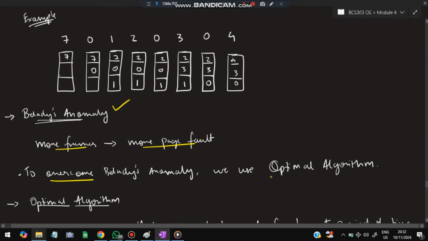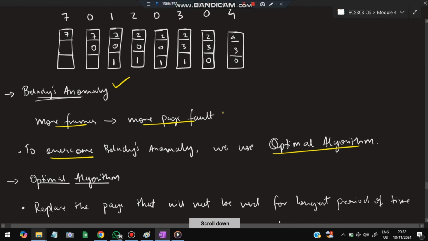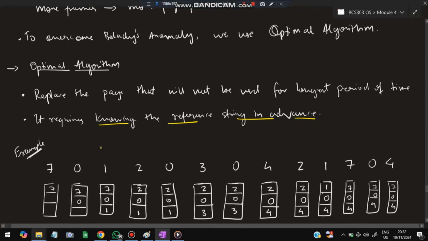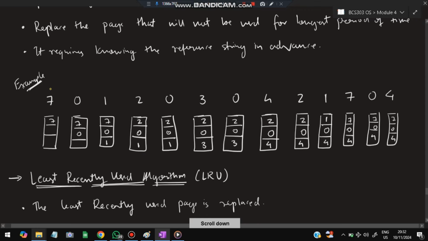So to overcome that, we'll be using the optimal algorithm. Now what does the optimal algorithm do? It replaces the page that will not be used for the longest period of time. We'll replace that page which will not be used for the longest period of time in the future. So it requires knowing the reference string in advance. This means I need to know this whole string to check which one will not be used for the longest time. Okay, let's understand this using an example.